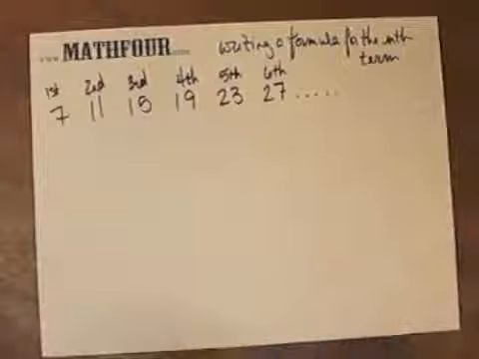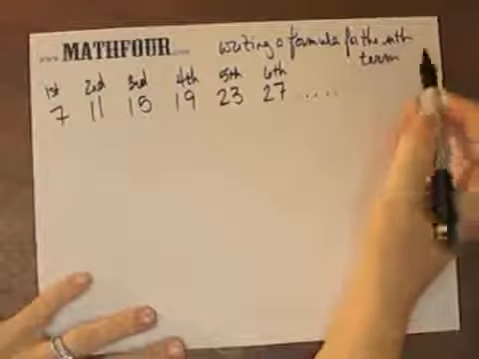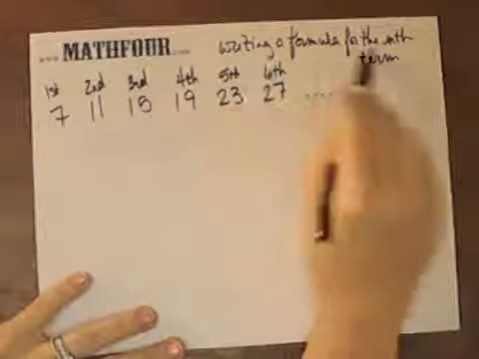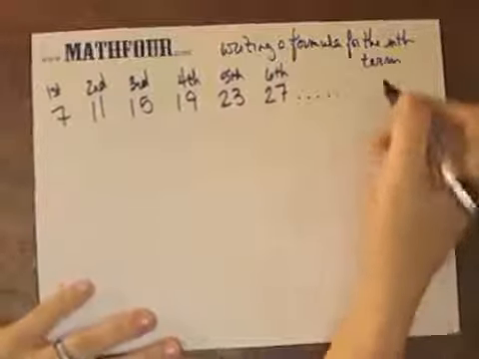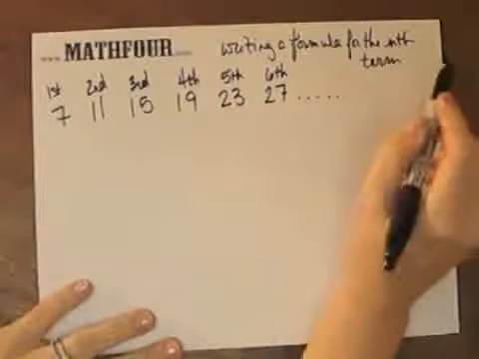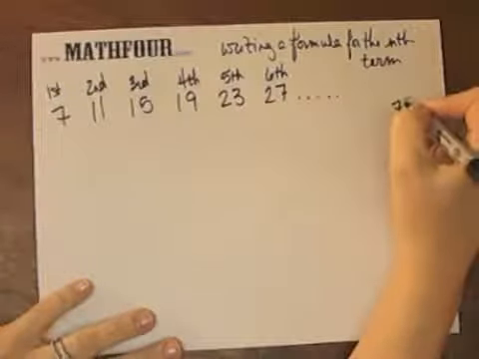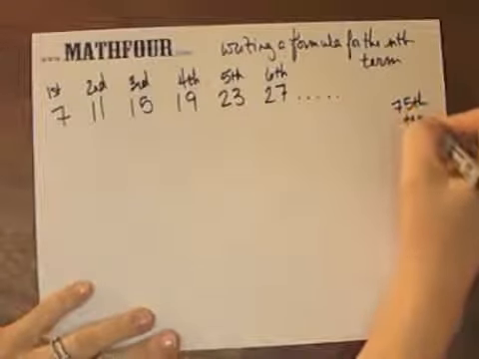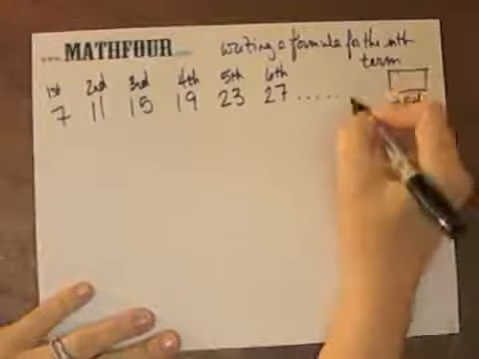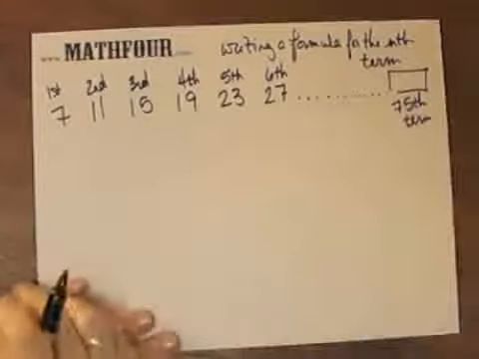Okay, so now I want to find the 75th term. So this is actually writing a formula for the nth term, not using n minus 1. Because suppose I want the 75th term, way the heck out here. Lots and lots of stuff in between.